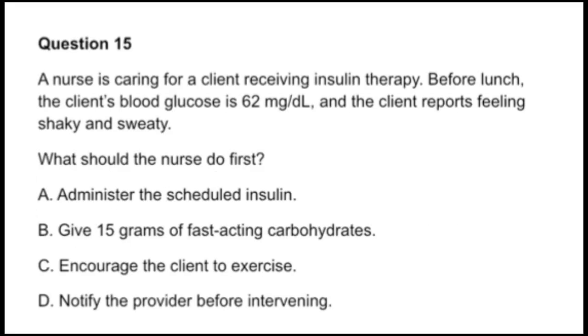Question 15. A nurse is caring for a client receiving insulin therapy. Before lunch, the client's blood glucose is 62 mg/dL, and the client reports feeling shaky and sweaty. What should the nurse do first? A. Administer the scheduled insulin. B. Give 15 grams of fast-acting carbohydrates. C. Encourage the client to exercise. D. Notify the provider before intervening.